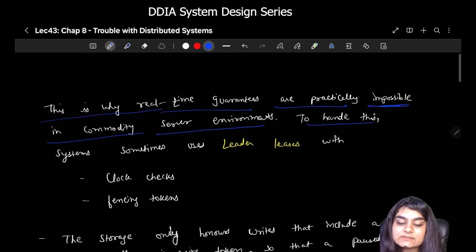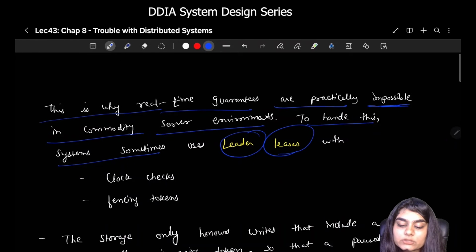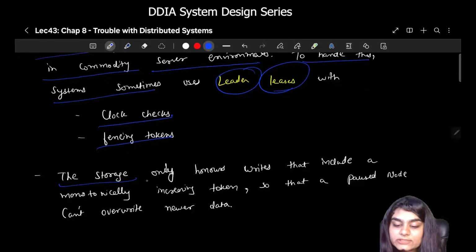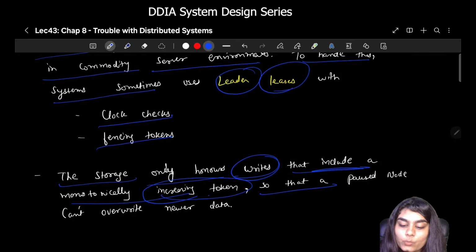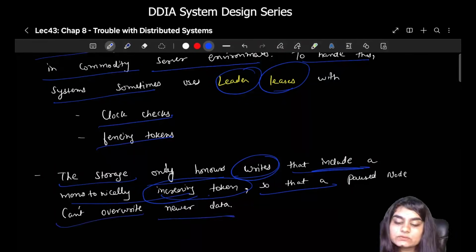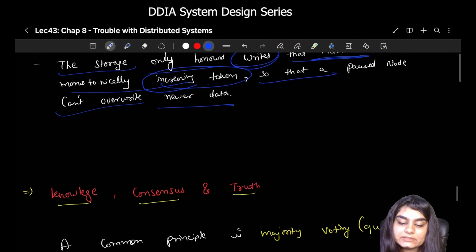To handle these, systems sometimes use leader leases with clock checks and fencing tokens. The storage only honors writes that include a monotonically increasing token, so that a paused node can't override the newer data. So these are very easy things to understand, so we are not going in deeper.